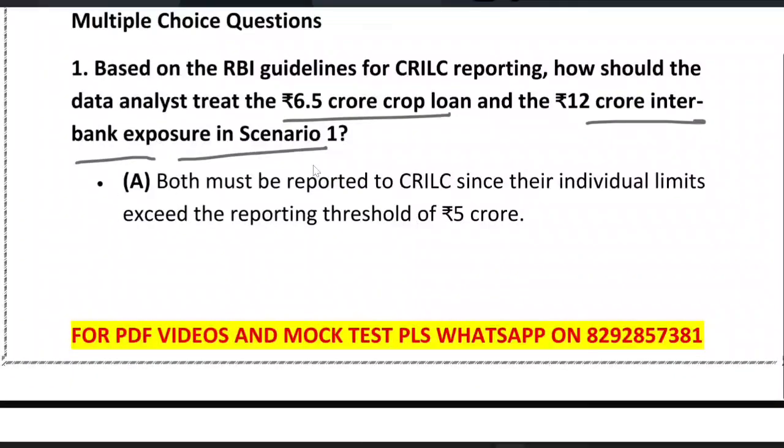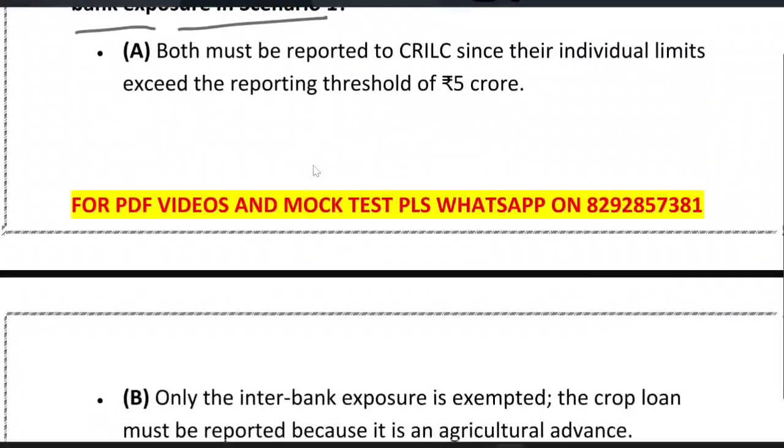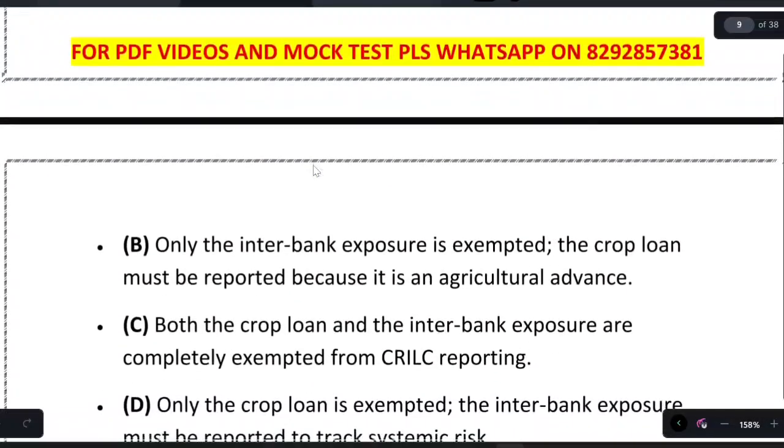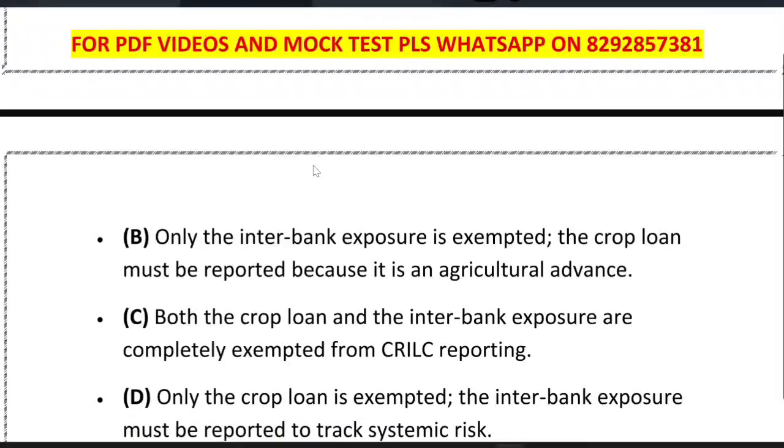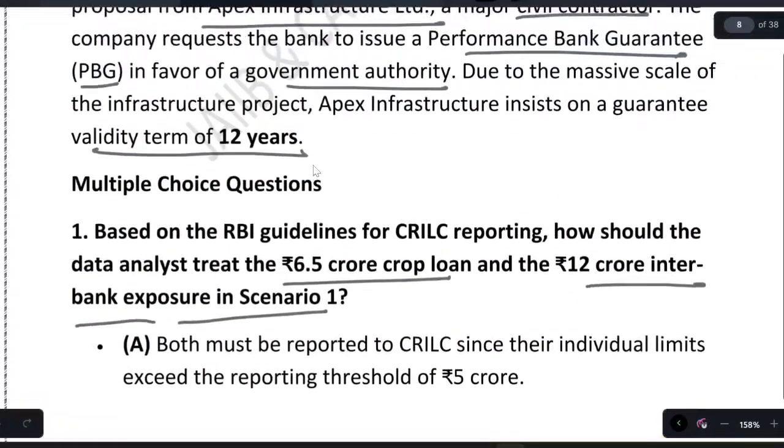A: Both must be reported to CRILC since their individual limits exceed the reporting threshold of 5 crore. B: Only the interbank exposure is exempted. The crop loan must be reported because it is an agriculture advance. C says that both the crop loan and the interbank exposure are completely exempted from CRILC reporting. D says that only the crop loan is exempted. The interbank exposure must be reported to track systemic risk. These are the four options they have provided. Very good question it is.